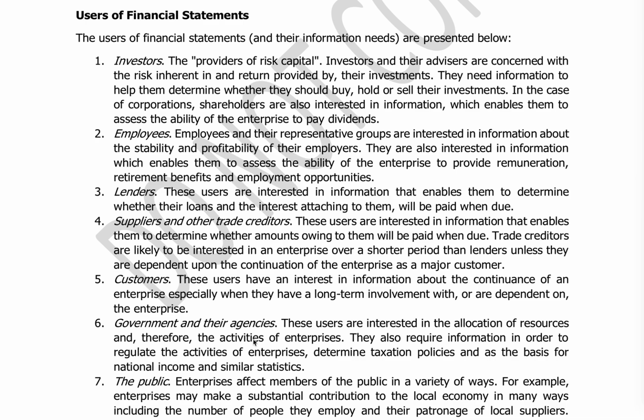O, number 1, investors. These investors are providers of risk capital. Ano naman pakinabang din sa financial statements? Syempre, di ba, investors sila. They would want to know whether their investment is worth having or not. Is it worth holding or is it worth selling already? So these investors and their advisors are concerned with the risk inherent in and return provided by their investments. They need information to help them determine whether they should buy, hold, or sell their investments.